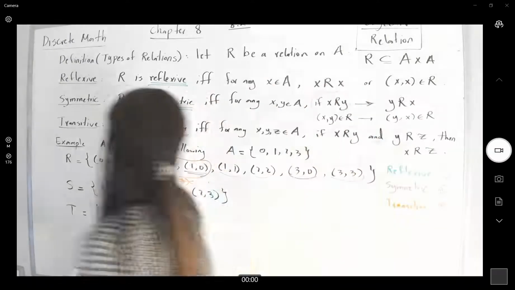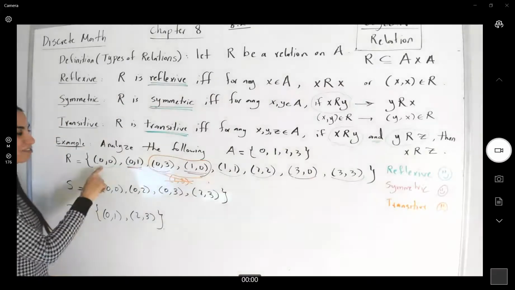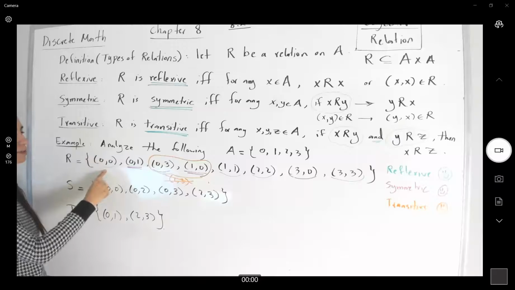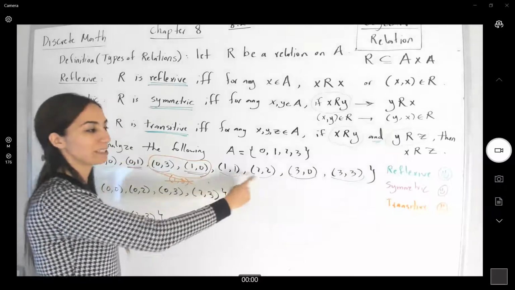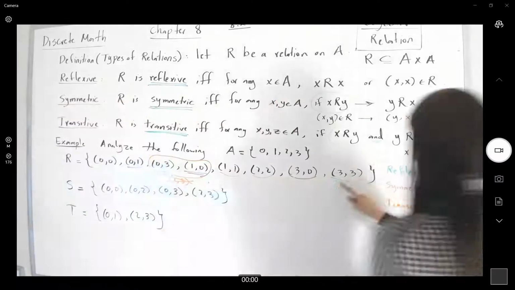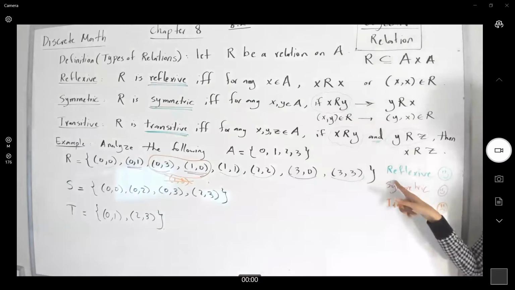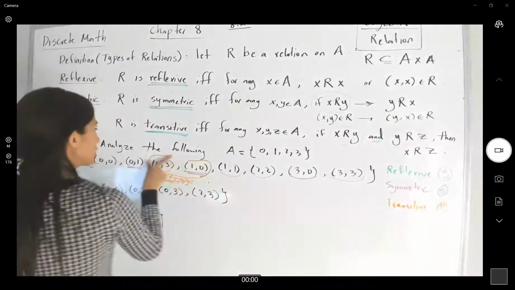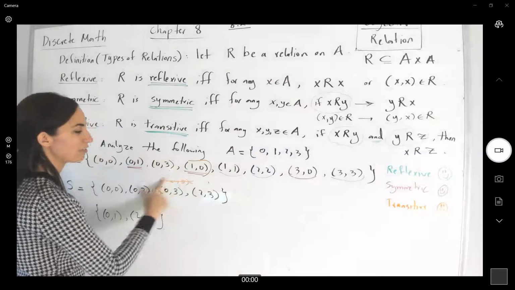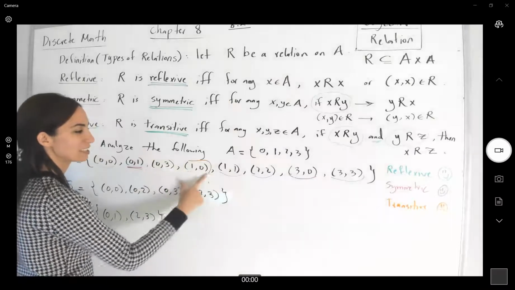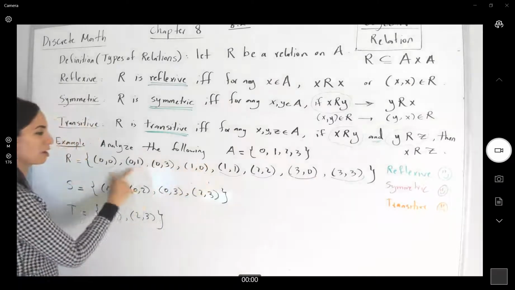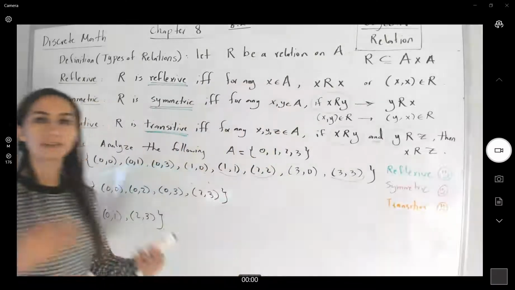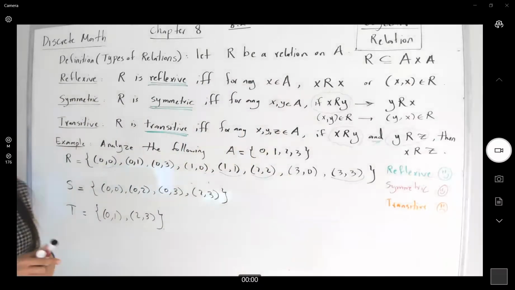So one more time. Every element is connected to itself in R. 0 and 0, 1 and 1, 2 and 2, 3 and 3. So here we have the reflexive property for this relation. For being symmetric, we need to check to see if X and Y is in this relation, then Y and X is also in this relation. So let's check each of them one by one.